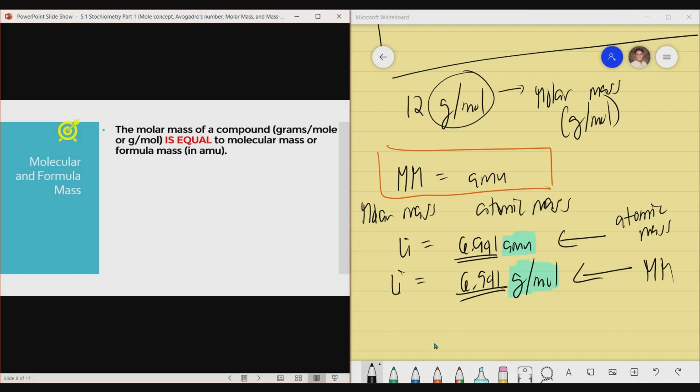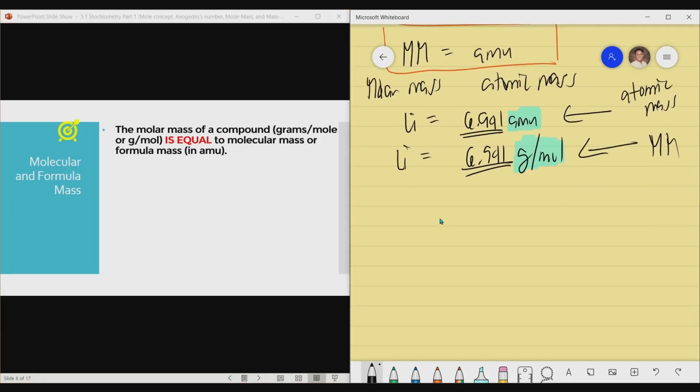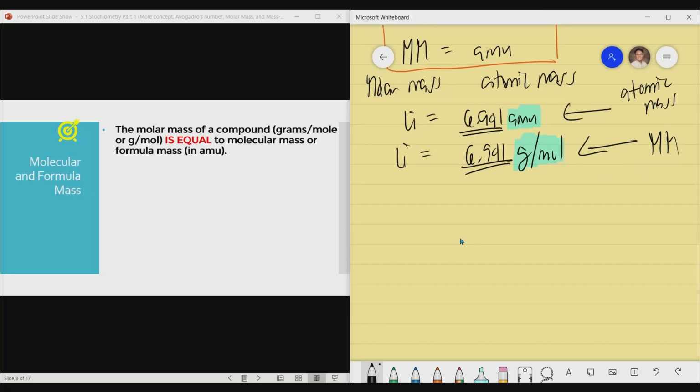Now, let us move forward to another bit, which is what we call molecular and formula mass. These are two masses that are another variant from what we've discussed earlier. The molar mass of a compound is equal to the molecular mass or formula mass. So that means your molar mass, let me write that one. Molar mass, the unit is gram per mole, according to definition, is equal to the molecular mass and formula mass.